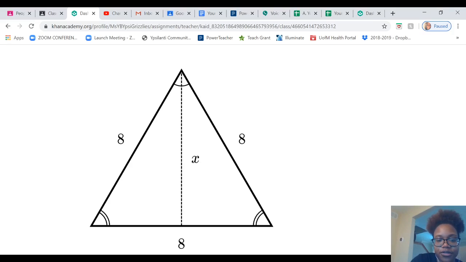So we have x squared plus 4 squared equals 8 squared. X squared plus 16 equals 64. Subtract 16 from both sides. So you would get x squared equals 48. Just verify that. Yes, and then we're going to take the square root of both sides. So our x, that height, that middle side is going to be the square root of 48.